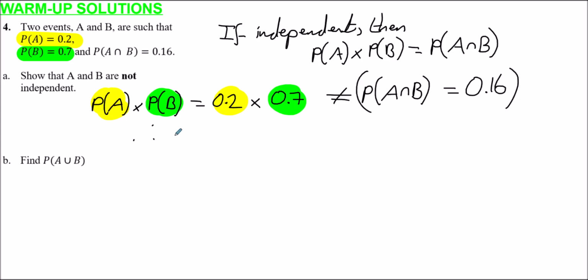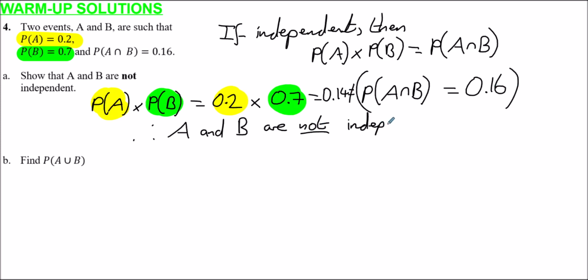So therefore, A and B are not independent, because the probability of one multiplied by the probability of the other does not equal the probability of A intersected with B. 0.2 times 0.7 is 0.14, I should have probably put, and that is not the same as the probability of A and B occurring together. 0.2 times 0.7 is 0.14, which is not the same as 0.16. So therefore A and B are not independent.